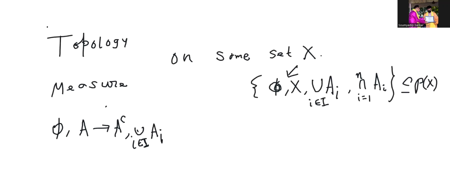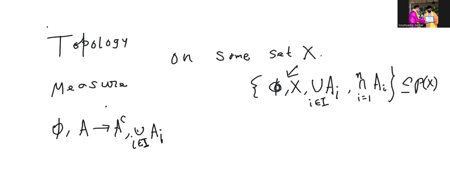So what does the second condition mean? If you choose A, you also have to choose A complement. That means if you want to know the probability of the occurrence of the event A, you also want to know the probability that A will not happen. So that is the idea, the motivation behind this rule: if you want to measure the set A, you also want to measure the set A complement.